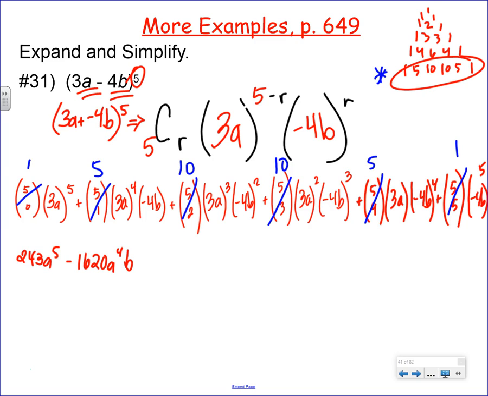I just put my times 16 in an exponent. Times 3 cubed, times... Yep, I got it too. Thanks, Lainey. Plus 4,320. A is now cubed. B is now squared. Who is the next term?